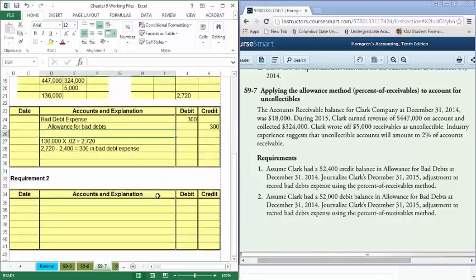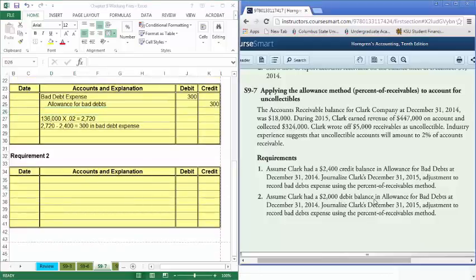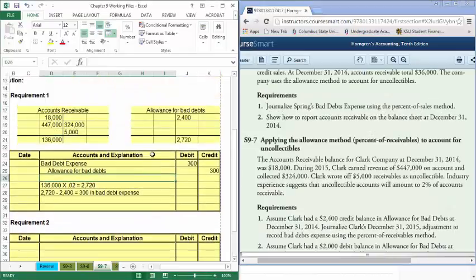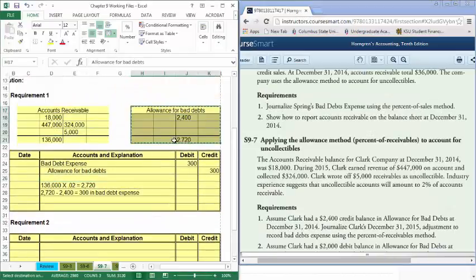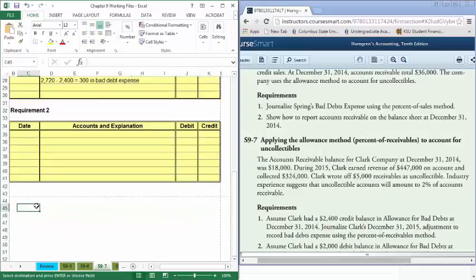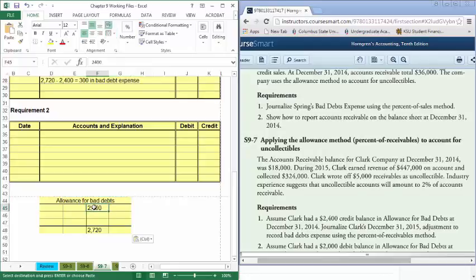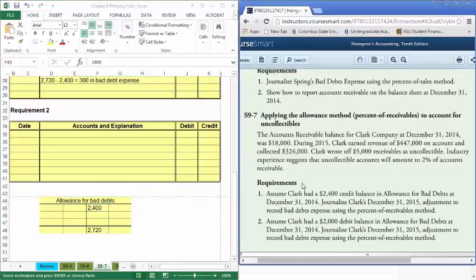Now 2 says assume that they have a $2,000 debit balance in the allowance for bad debts. Then what would the journal entry need to be? Well, let's look at that T account and put it down here and make some adjustments. So now it says what if they had a debit balance of $2,000? Well, we still want the balance to be $2,720, and when we calculate that amount, it's always going to be on the credit side because that's the normal balance of this account.